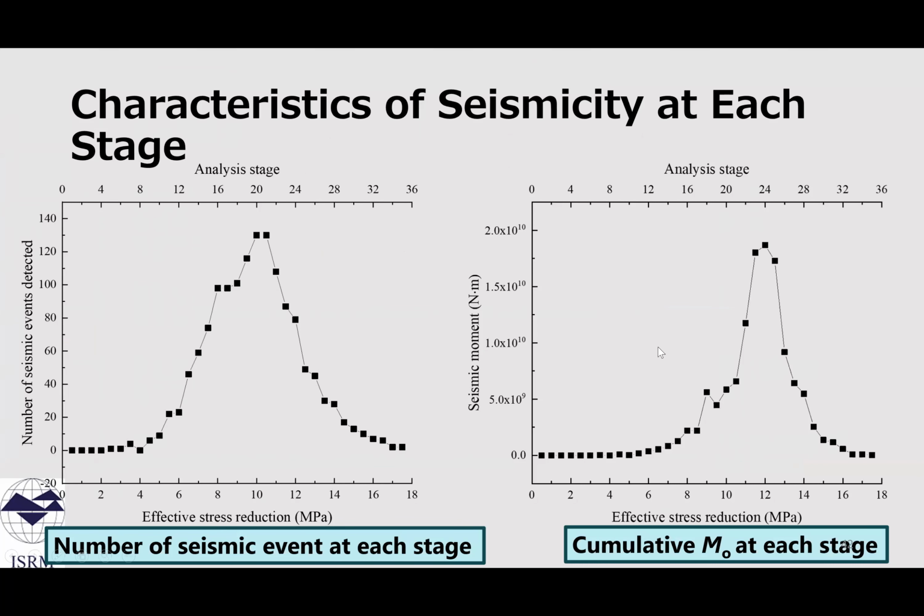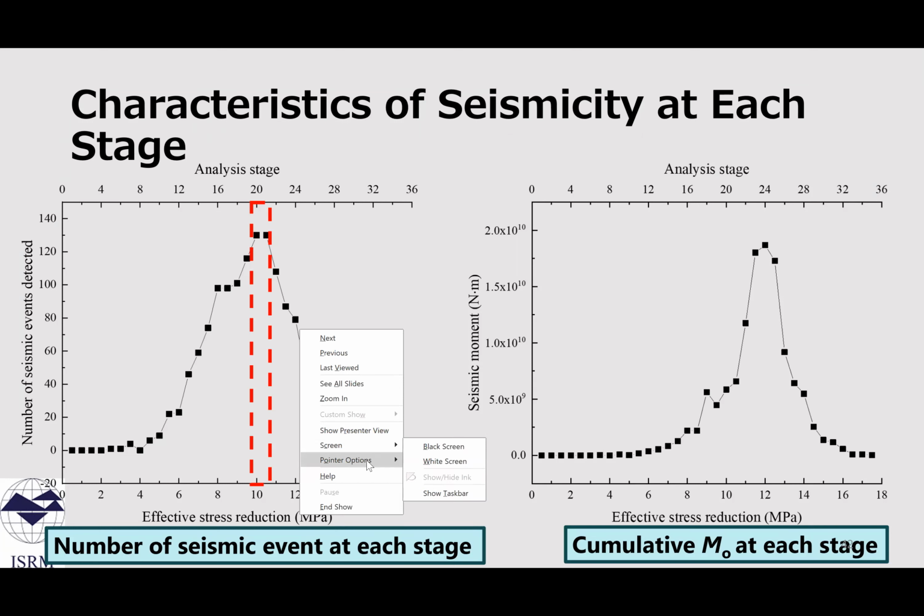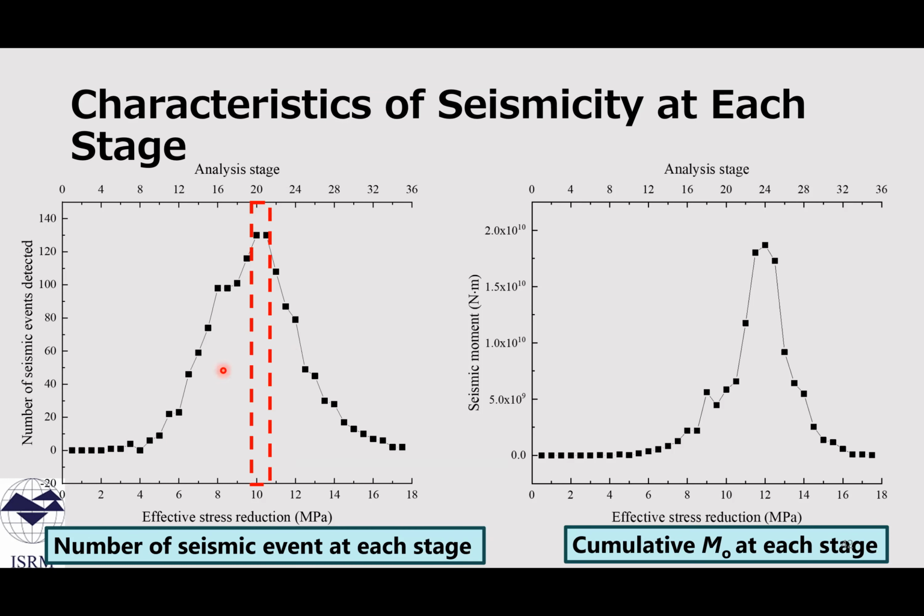Okay, in order to quantify the trend of the event size and frequency, a further analysis was conducted. This left figure shows the number of seismic events detected for each stage. As shown, the number of events increases with the stage, and then it takes the maximum value at 20 stages.